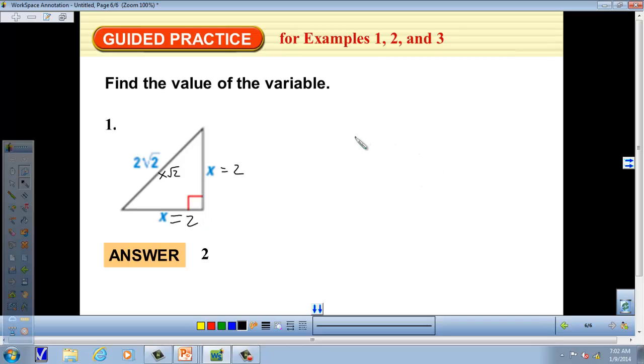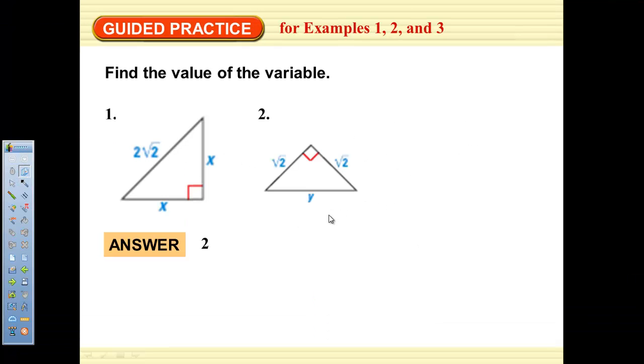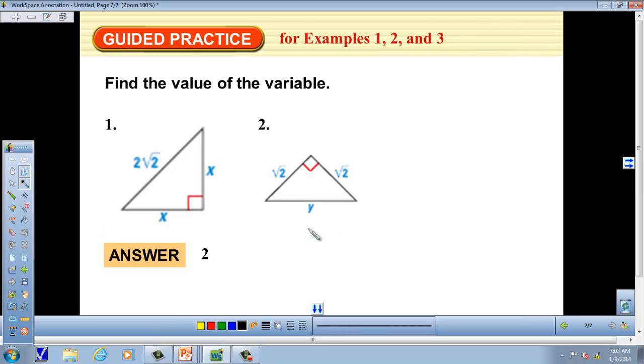Or what you could do is say that the hypotenuse, which is 2 rad 2, is equal to this value, rad 2, and if we divide both sides by rad 2, we end up with x equals 2. Okay. Last type of problem I wanted. Oh, okay, we'll keep going. Let's take a look at this one.